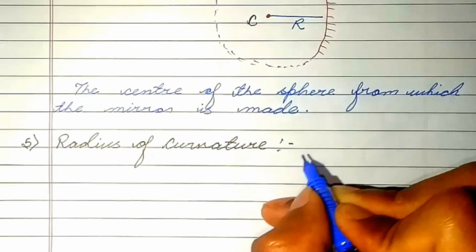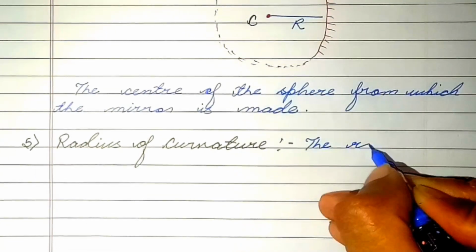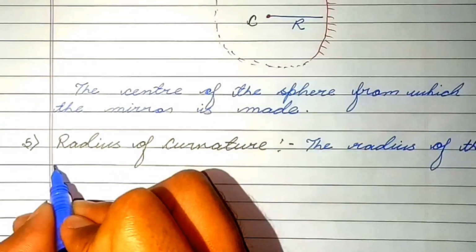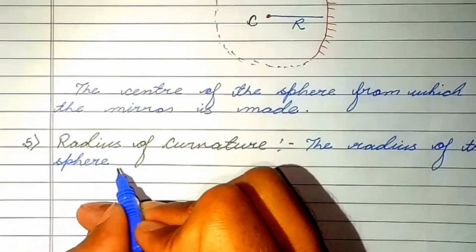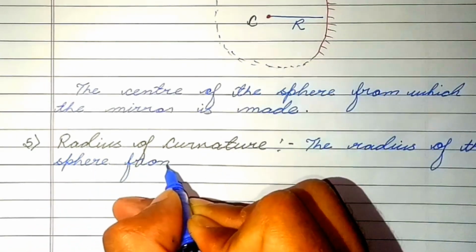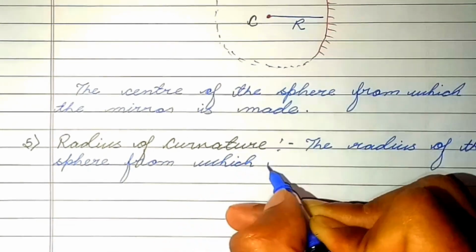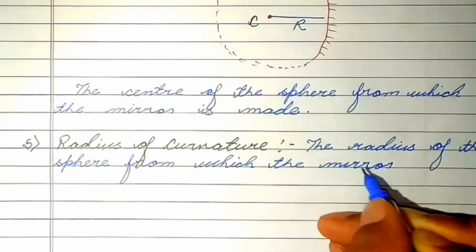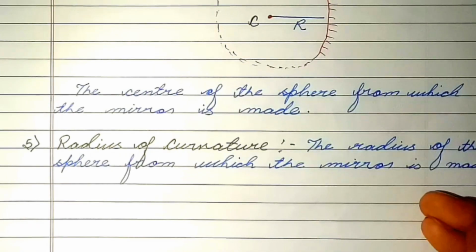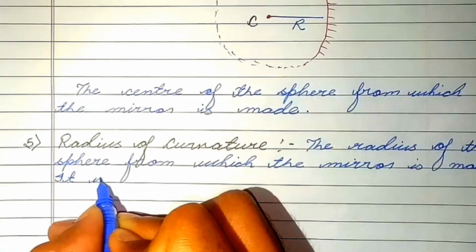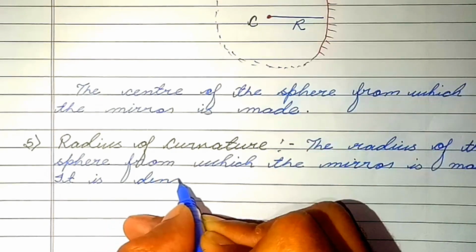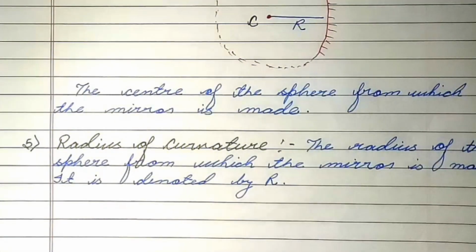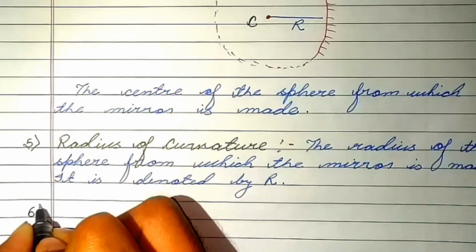Okay, it is defined as the radius of the sphere from which the mirror is made, and it is denoted by capital R. Okay students, now our next topic is principal axis.